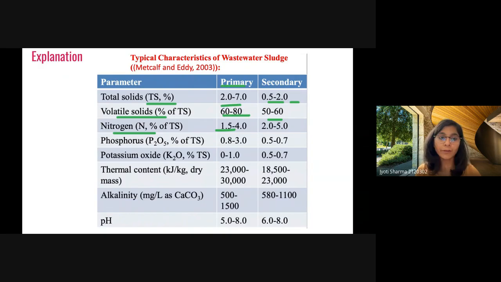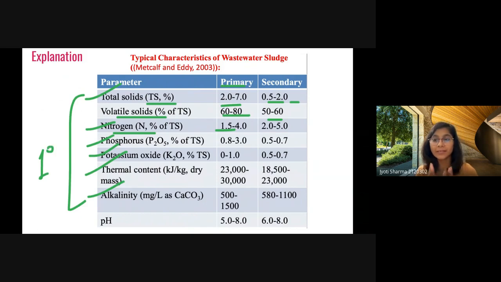Most of the time, total solid, nitrogen, phosphorus, potassium oxide, even thermal content and alkalinity will be higher in the sludge that we get after primary treatment as compared to secondary, except this one. And I will tell you why in the next question. So these are the numbers that you may have in your mind whenever we are talking about what we will have in the sludge after primary or secondary treatment.